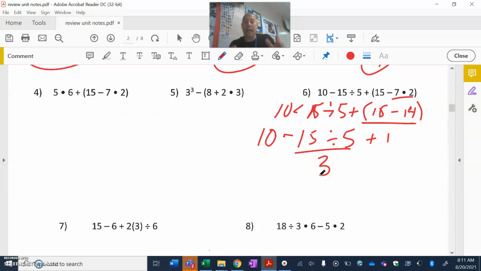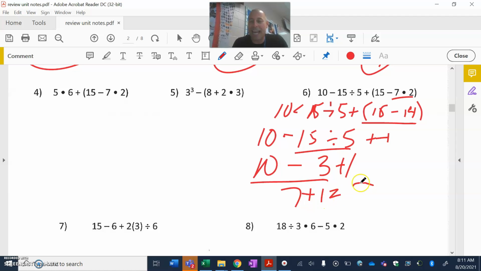Again, I like to underline because it really focuses on what I'm doing. Bring down who I haven't used. Visually, I can see what I have not used yet. And now I see addition, I see subtraction. So we're just going left to right, people. Because again, it's addition or subtraction left to right. It's who showed up first. All right. Subtraction showed up first. So subtraction gets served first. 10 minus 3 is 7. 7 plus 1 is 8. And voila, there we go. We are done.